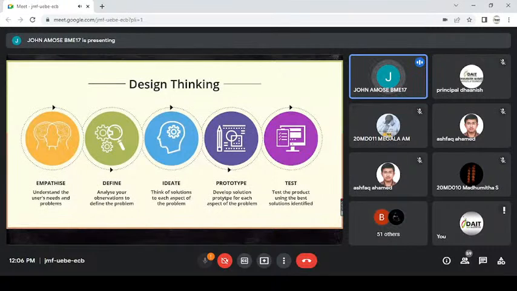So when you're working as a team, the first thing that you'll have to do when you're trying to build up a solution is to empathize. You'll have to empathize as to what the particular user needs. So understand the user's need and problem. This is the first and the most important stage.